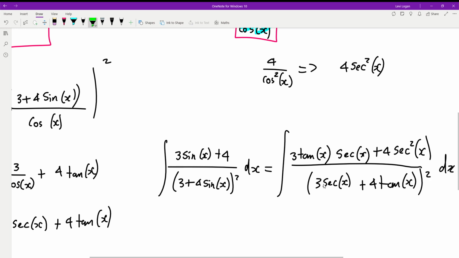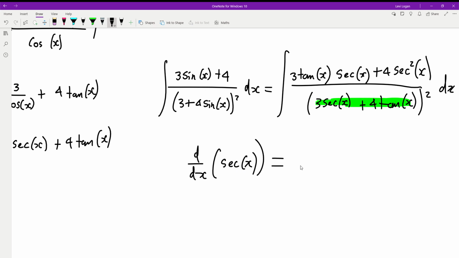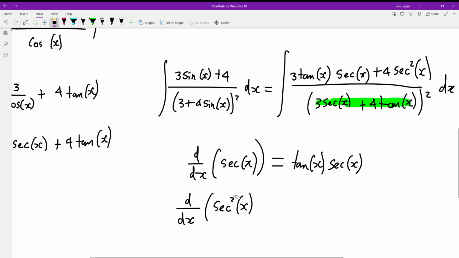Now, if you don't notice this, we're going to do a u sub, because if we differentiate this green term, it's going to be exactly equal to this guy here. Let's just do that real quick. If you differentiate sec x, that turns into tan x sec x. And if you differentiate tan x, that turns into sec squared.